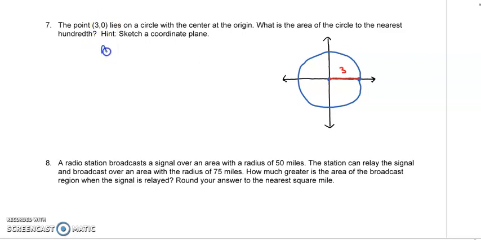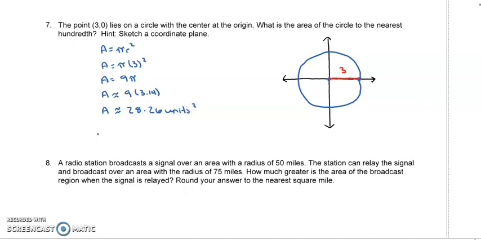So I can start with my area formula, area equals pi r squared. And I'm going to substitute in the 3 for my radius. So my exact answer would be 9 pi, but this problem tells me to do an approximation. So I'm going to substitute in the 3.14 and multiply that out, and I get 28.26 units squared.